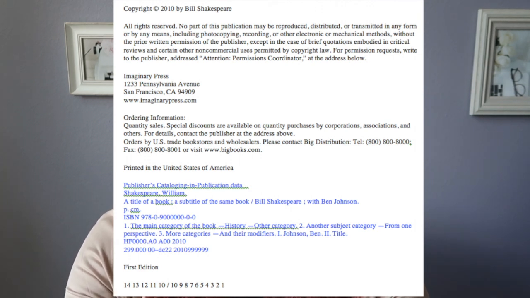So here it says all rights reserved, no part of this publication may be reproduced, distributed, or transmitted in any form or by any means, including blah, blah, blah. So you can see all of that. That's something you can copy and paste, and you can keep that the same. You can add what you allow and what you reserve.